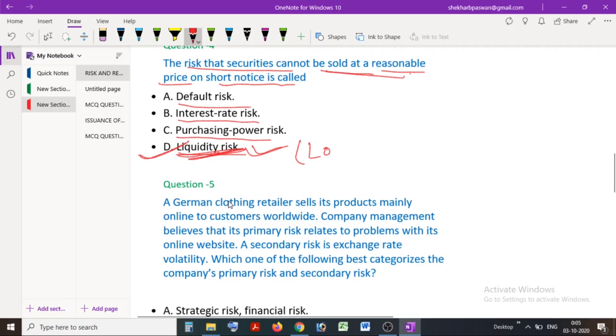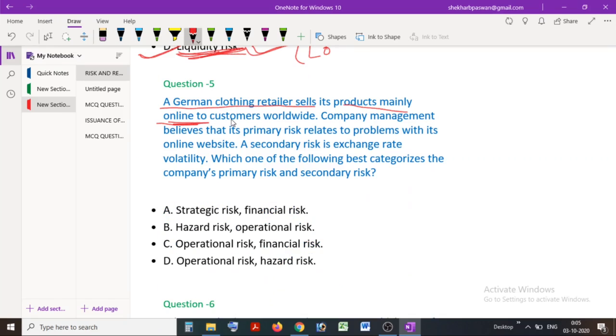Okay, let's move toward the fifth question. A German clothing retailer sells its product mainly online to customers all over the world. The company management believes that its primary risk is related to the problem with its online website, and the secondary risk is exchange risk, or volatility. Which one of the following best describes the company's primary risk and secondary risk?